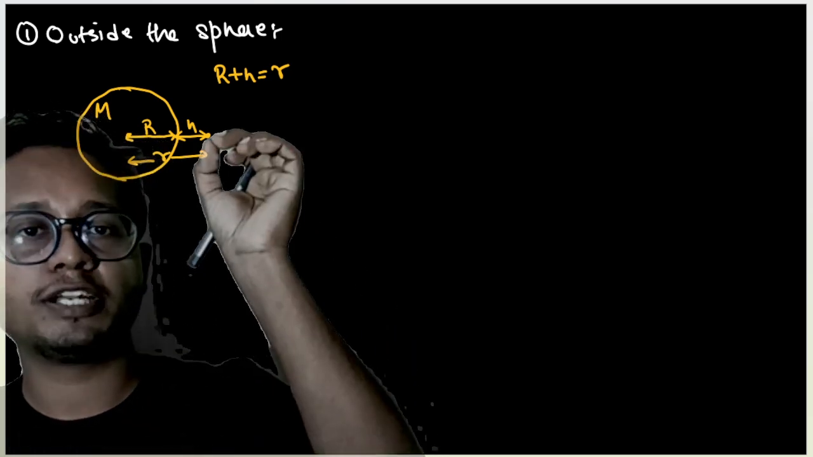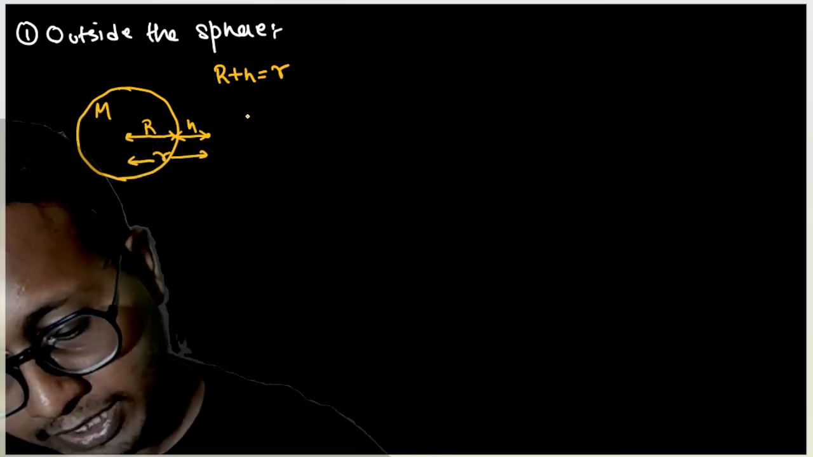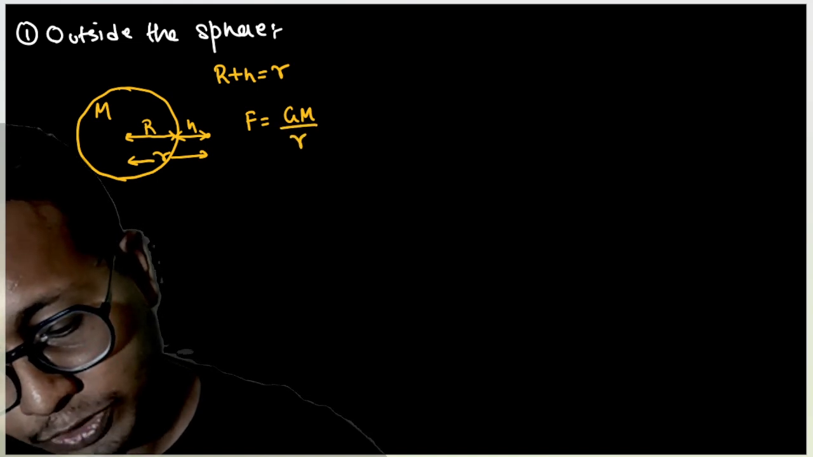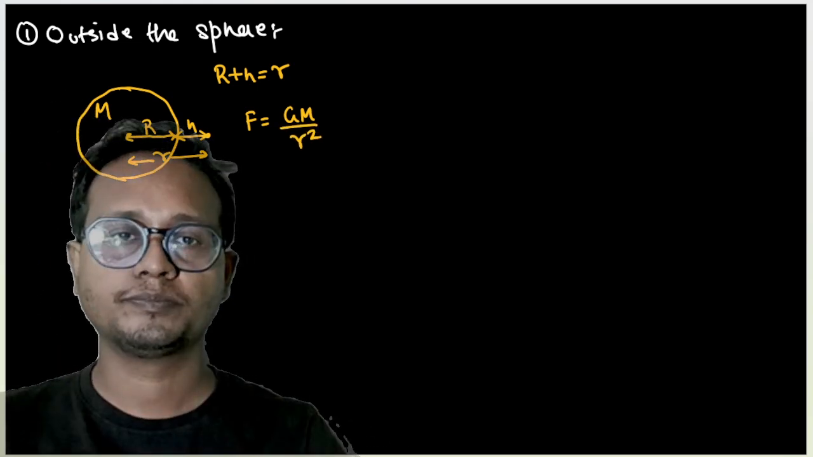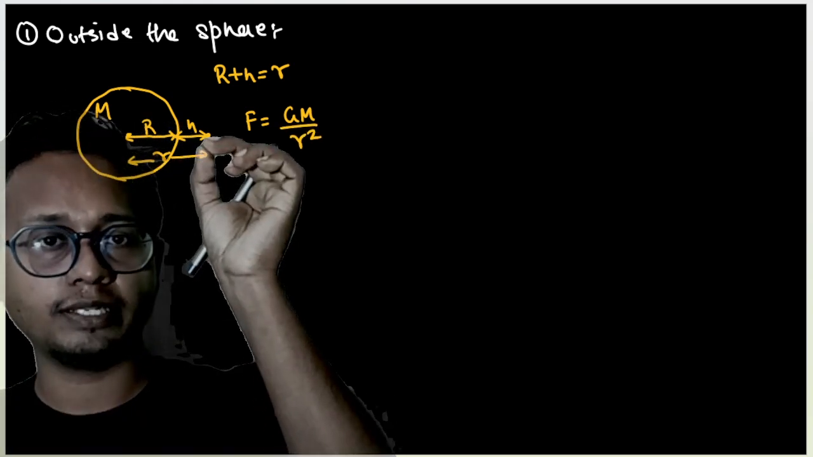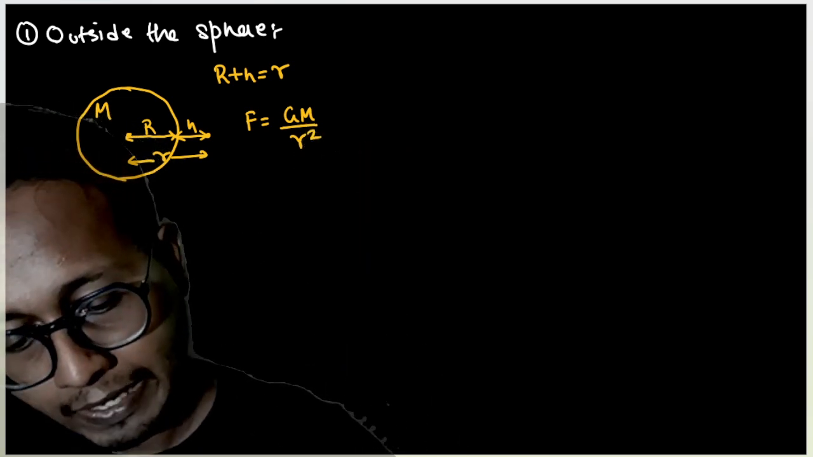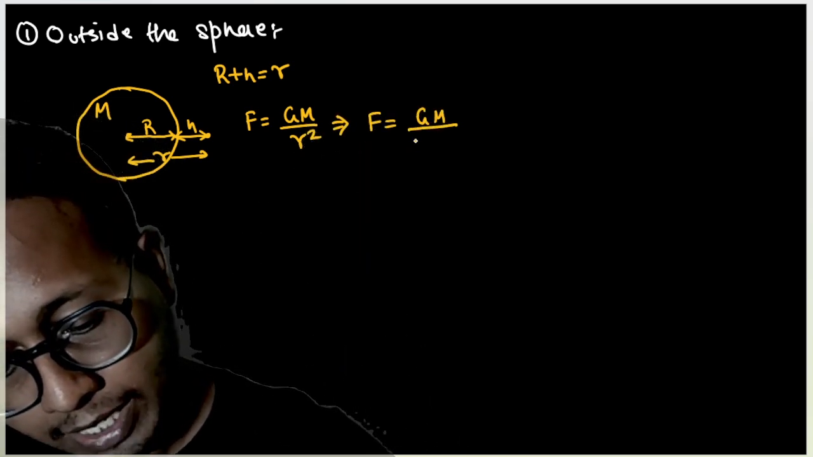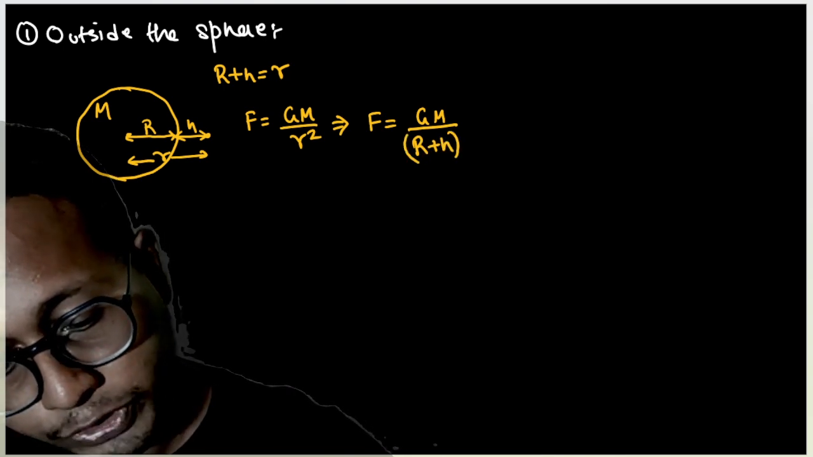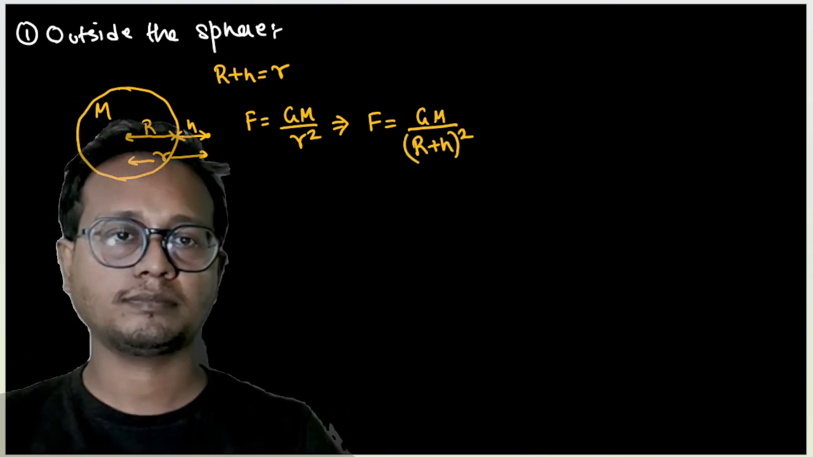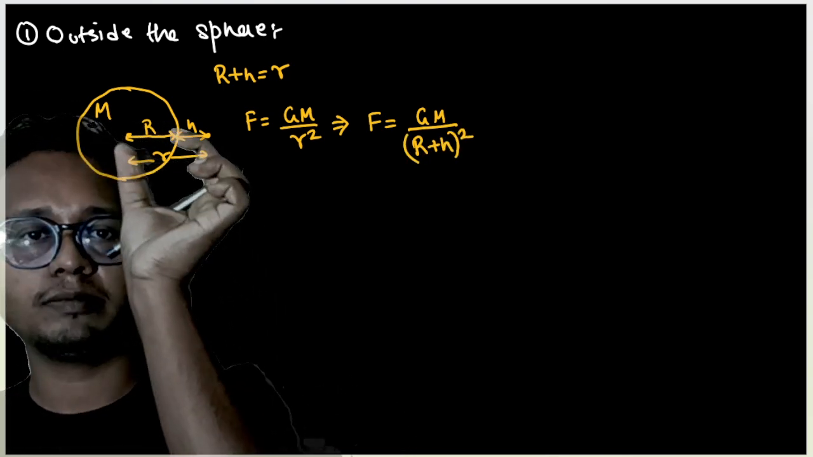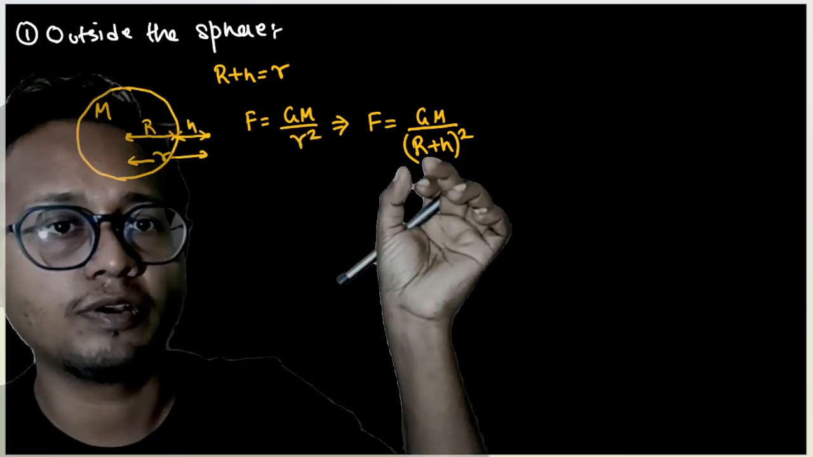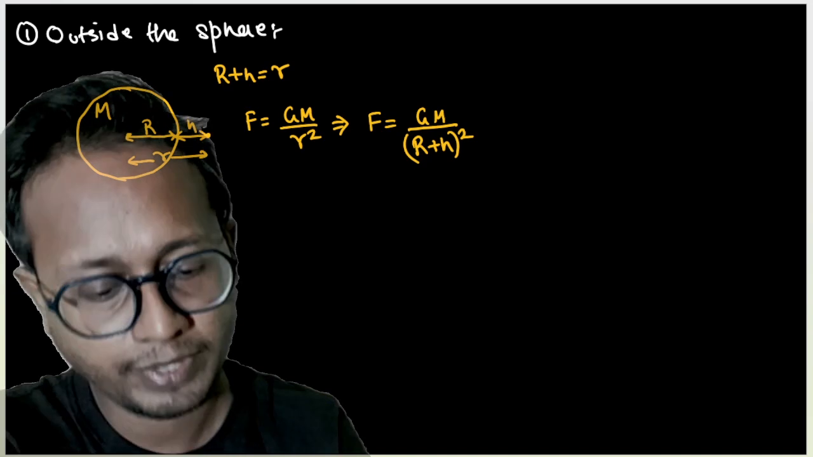Now what is the gravitational potential and field out here? The gravitational field out here was nothing but G into mass of the planet divided by small r square, isn't it? I can also write this GM by r square as GM by (R plus h) whole square, since I've just substituted the value of R plus h as small r, isn't it?